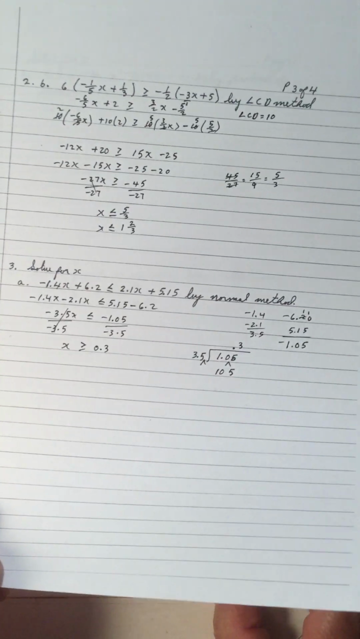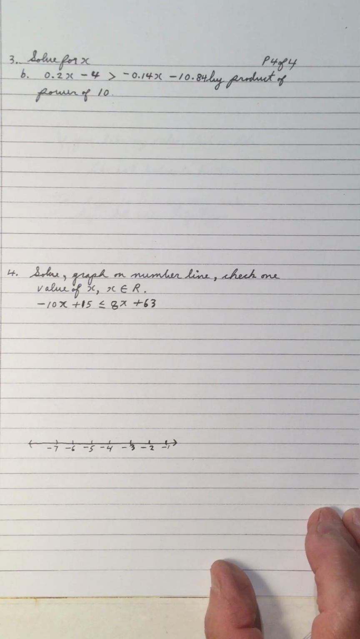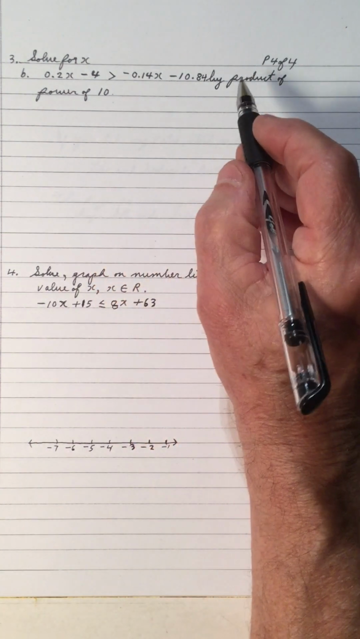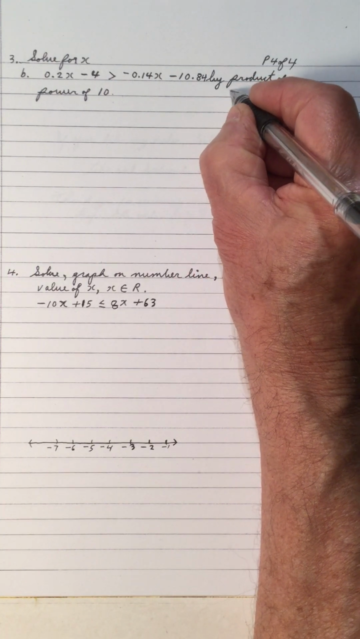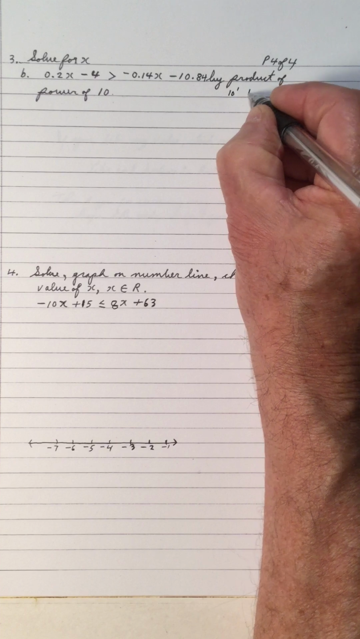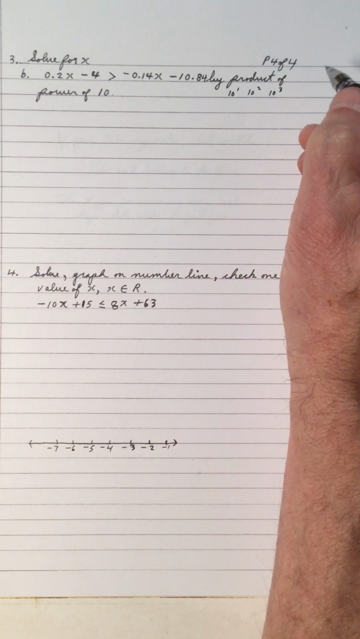So that's the normal method, where we group the x's on the left and numbers on the right, etc. But also, there's another way to solve, and it's by the product of the powers of 10. So what I mean by powers of 10 is 10 to the 1, which is 10, or 10 squared is 100, or 10 to the 3 is 1,000, etc.